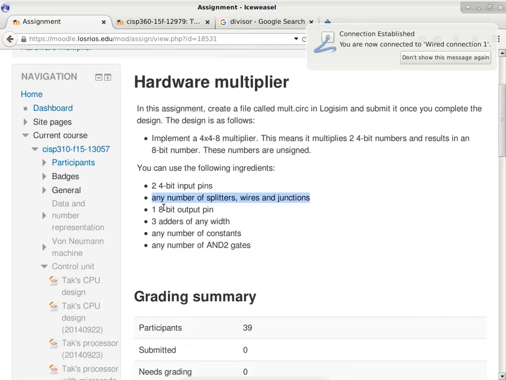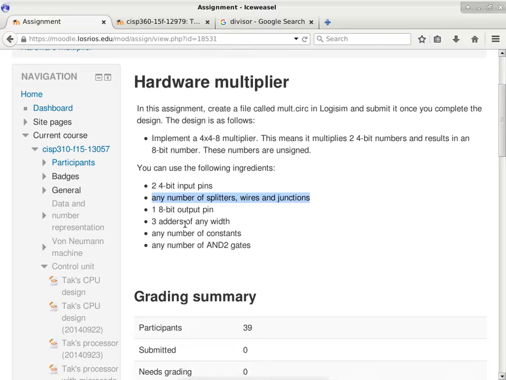You have one single 8-bit output pin, okay? You have 3 adders of any width. In other words, you will have to choose the width. If I give you the limitations, you're like, okay, you have to use a width of this, this, and this. That actually helps you to design it. That's why I'm not giving you that, to make you think about it. Otherwise it makes the assignment a little bit too easy, and you're not going to learn how to design stuff like that.